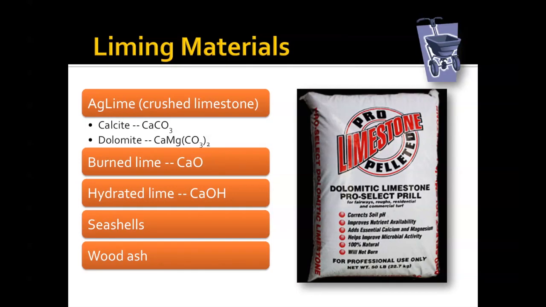I'm not even going to talk about the herbicide activity, but farmers use herbicides to burn down old crops, especially in no-till systems. So the liming materials typically are going to be calcite or dolomite. Dolomite has the added advantage in the sense that you bring both calcium and magnesium to the table. You can bring natural systems. You can bring wood ash or seashells or hydrated lime, which would be calcium hydroxide, or slaked lime, calcium oxide. So there are many forms, but the ag lime or the crushed limestone is going to be the most prevalent.